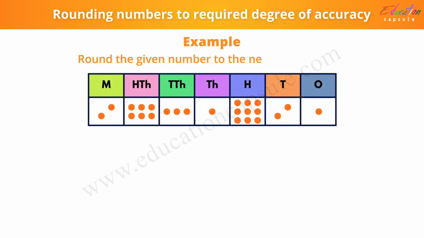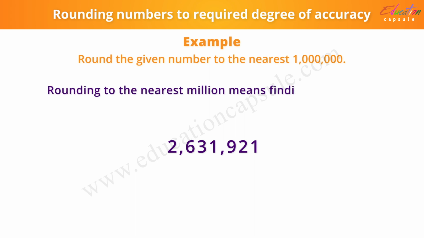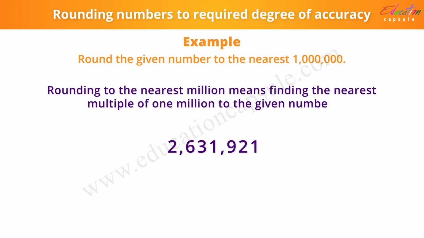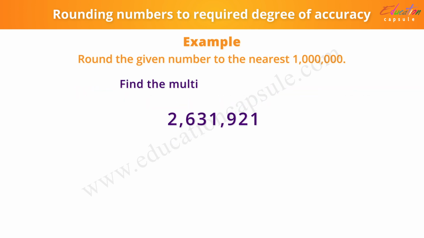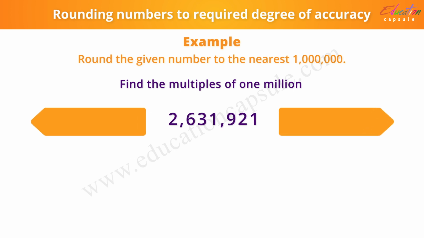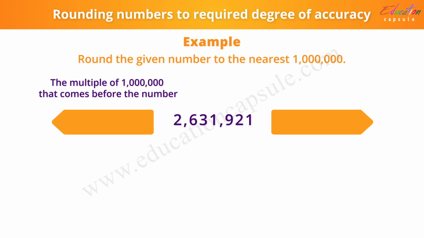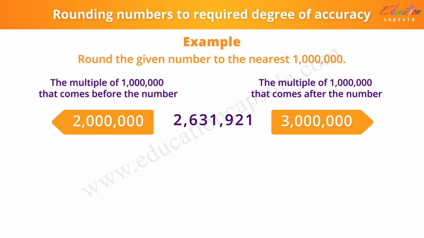Round the given number to the nearest 1 million. The number shown here is 2,631,921. Rounding to the nearest million means finding the nearest multiple of 1 million to the given number. For this, we can find the multiples of 1 million which come immediately before and after the number 2,631,921. The multiple of 1 million that comes before the number is 2 million, and the multiple of 1 million that comes after the number is 3 million.